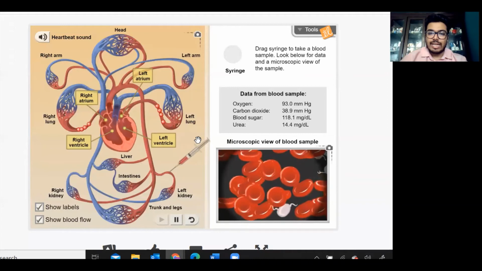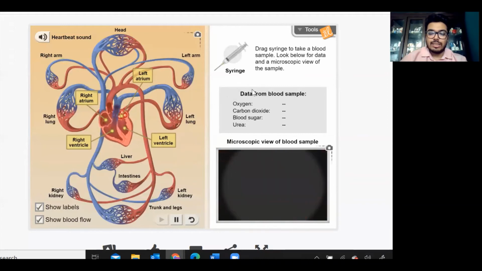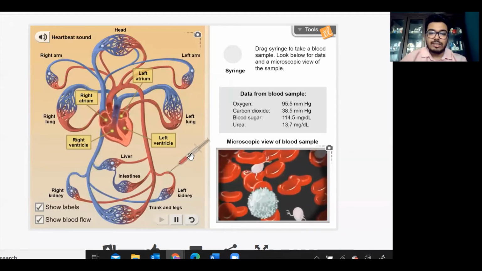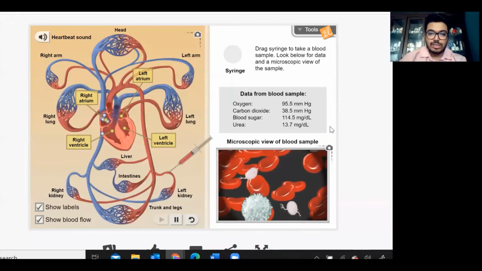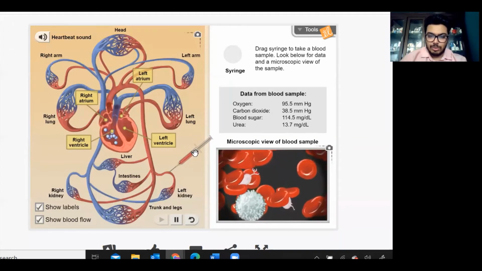So where exactly is the blood absorbing the nutrients? Which part of the organ? Which organ is responsible? For example, of course, you can give further questions like, okay, where exactly is the waste product being filtered? For example, I can check at the left start of the kidney. As you can see, the urea level is 13.7.